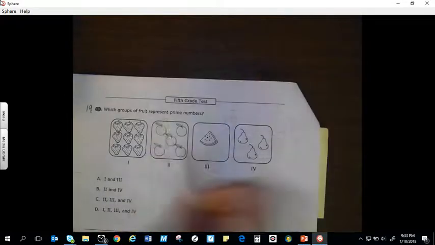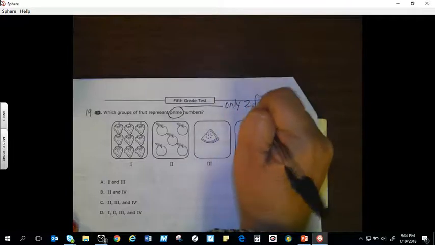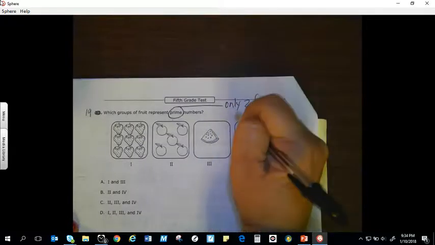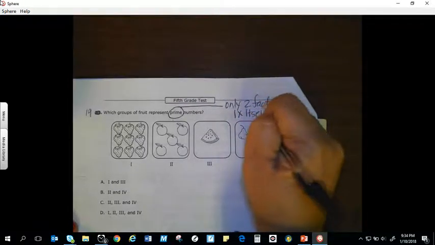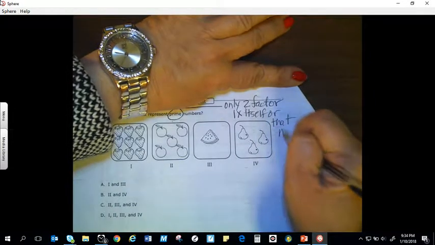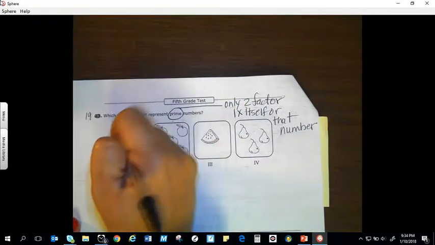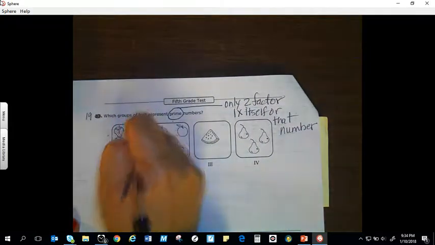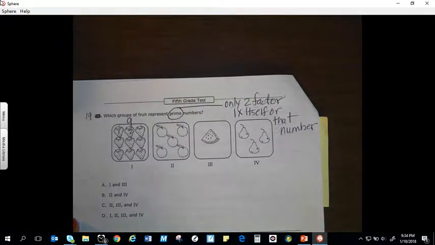19. Which group of fruit represents prime numbers? Oh, we talked about that today. Prime numbers: only 2 factors. 1 times that number, I'm going to put itself, or that number. Okay? So now I'm going to count. 1, 2, 3, 4, 5, 6, 7, 8, 9. This is 9.